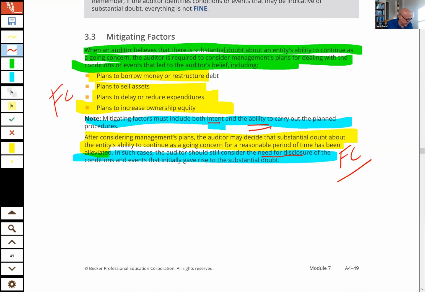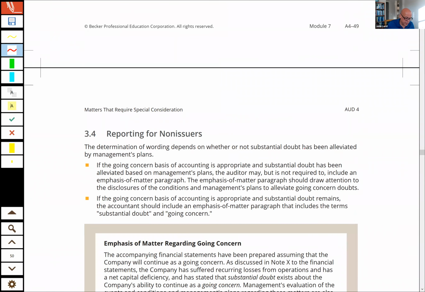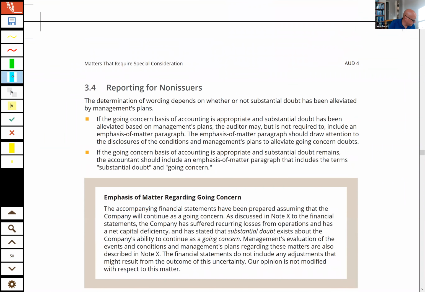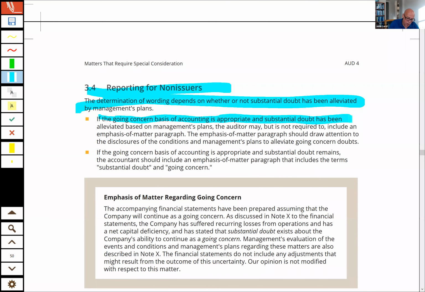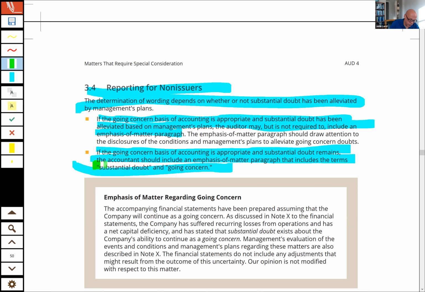Okay. Now, if the auditor determines that there is a going concern issue, let's just take a look at the reporting for non-issuers. The determination of wording depends on whether the substantial doubt has been alleviated by management's plan. If the going concern basis of accounting is appropriate and substantial doubt has been alleviated based on management's plan, the auditor is not required to include an emphasis of matter paragraph. Okay. If the going concern basis of accounting is appropriate and substantial doubt remains, then you have to include the words substantial doubt and going concern.